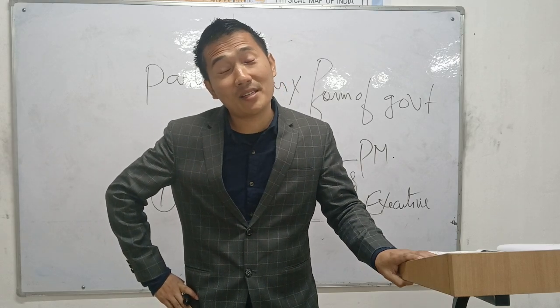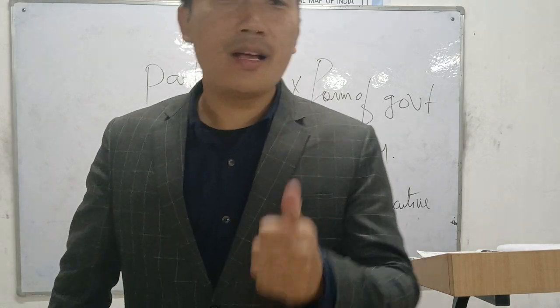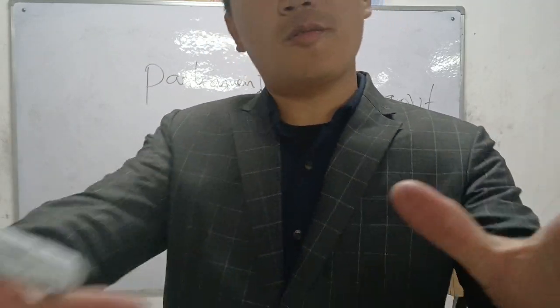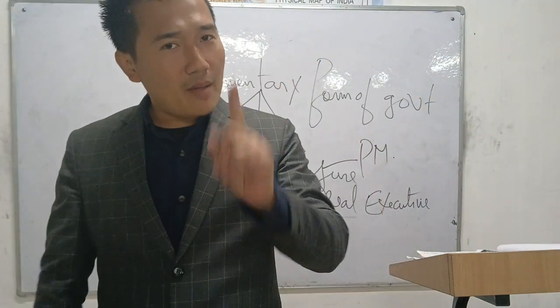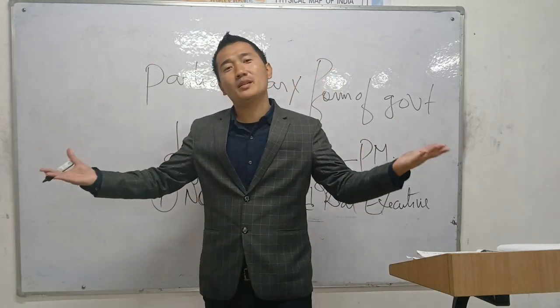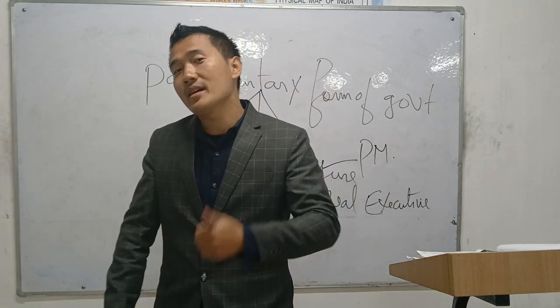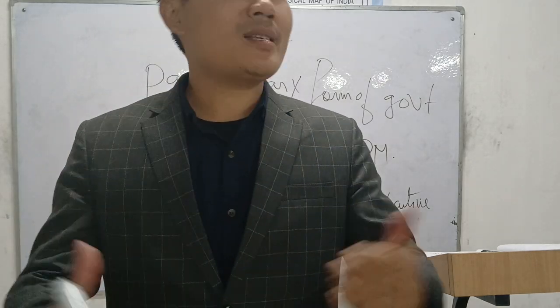Because the Prime Minister is directly elected by the people after every 5 years. Just one thing, remember: why is the Prime Minister more powerful than the President in the parliamentary form of government? Because the Prime Minister is directly elected by the people, whereas the President is indirectly elected. Just give that answer. Why is the President nominal? Because he is indirectly elected.